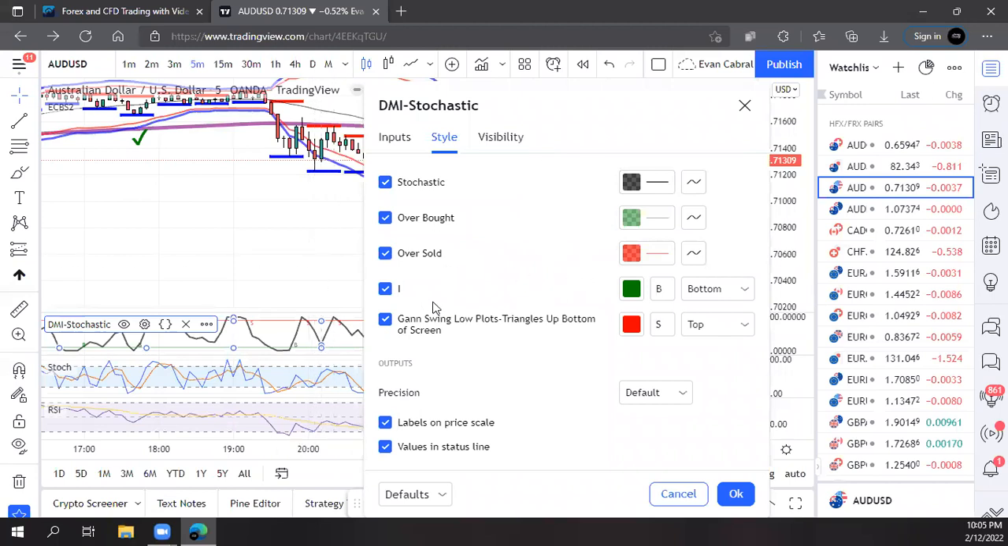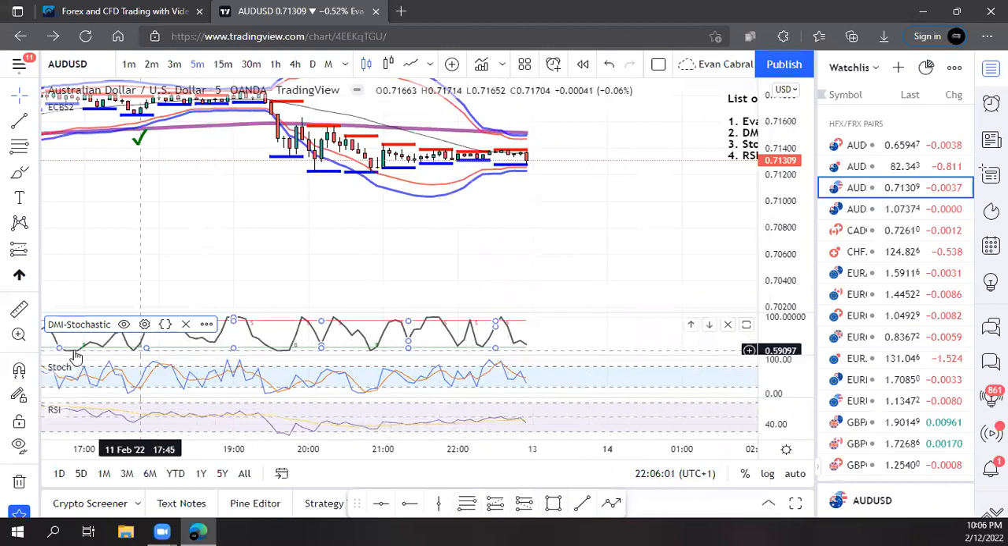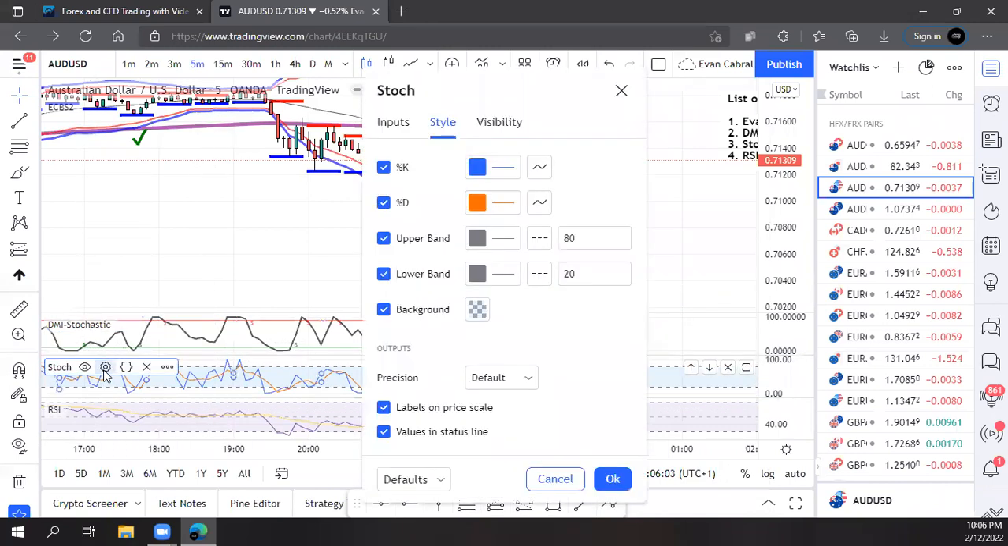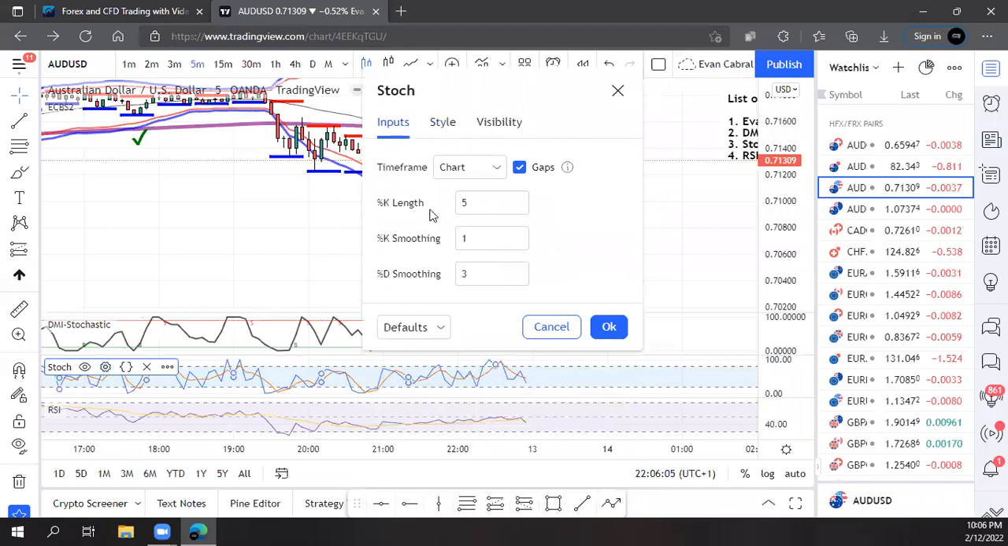So this is what it's supposed to look like. So for the stochastic, like I said, for your input, the K length is supposed to be 5. Your K smoothing is 3. D smoothing, leave it at 3 as well. K length is 5, K smoothing is 3, D smoothing is 3.